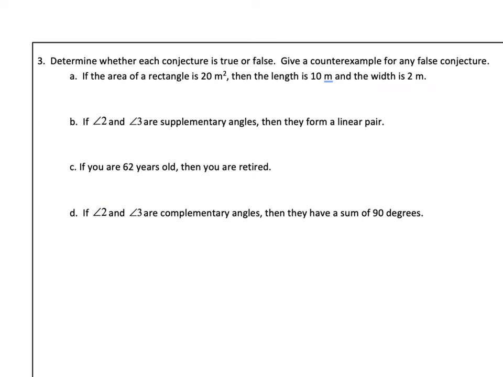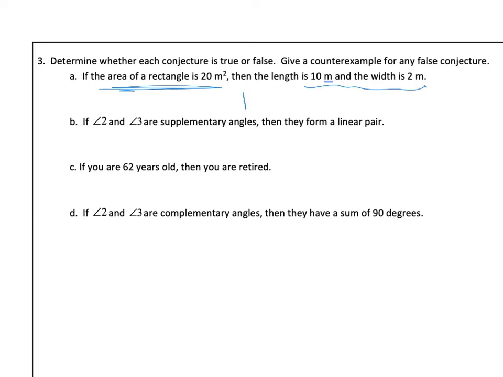Number three, determine whether each conjecture is true or false and give a counterexample for any false conjecture. So part A, if the area of a rectangle is 20, then the length is 10 and the width is 2. To be true, this has to be always true. To be false, you have to find out, is there a rectangle that has an area of 20 but does not have a length of 10 and a width of 2?